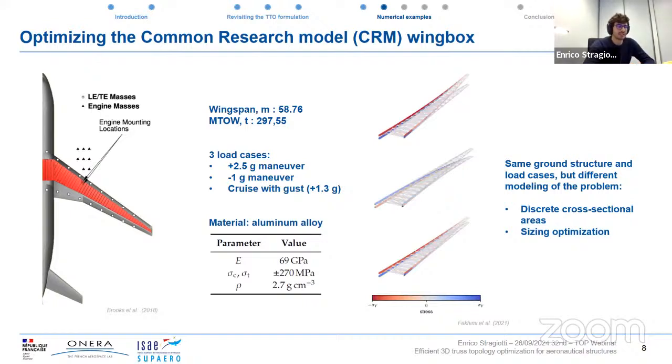Actually, we are comparing our work with the one of Fakimi and his research group. And the idea is that we are using exactly the same ground structure and load cases. We just need to highlight that there's a big difference between us and them, because they are using a discrete cross-sectional array, and also they are performing sizing optimization and not topology optimization. So we won't have any bar that has a section equal to 0.